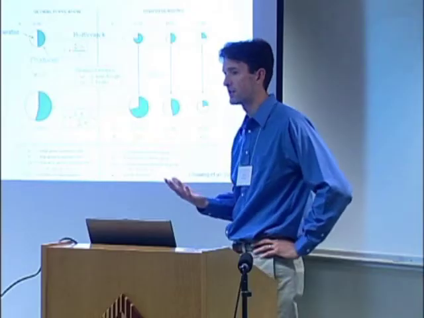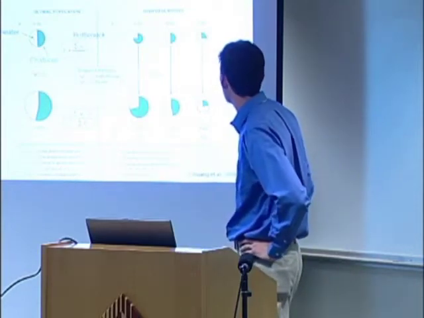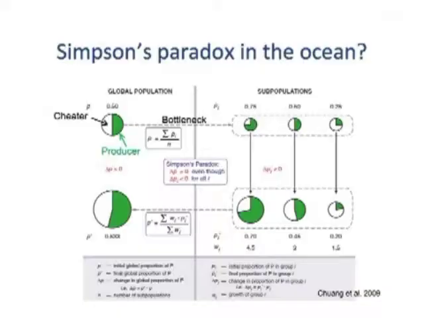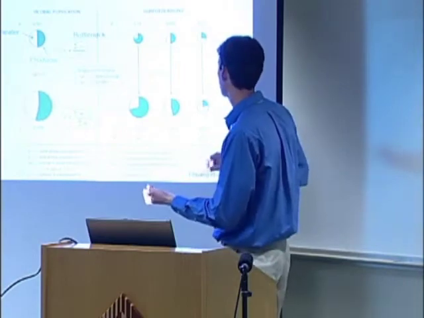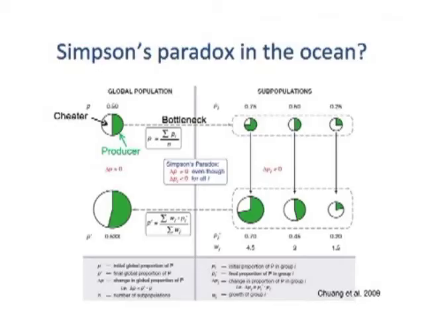So what was happening here? Well, basically what can happen is if you put this system through some kind of bottleneck, where you take the global population and somehow divide it up, statistically sample it, into much smaller subpopulations, then you get this phenomenon here. So say, you know, through random chance, we seed these subpopulations with different frequencies. So the frequency of producers here is 0.75, it's higher. The frequency here is 0.25, cheaters are dominating here.